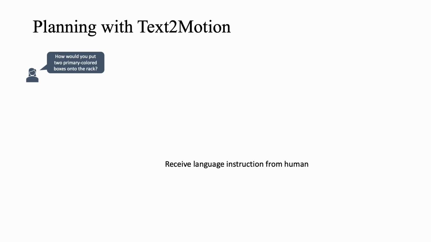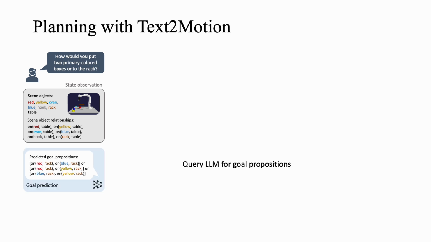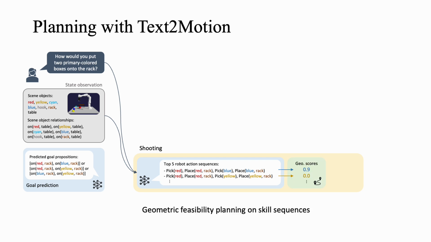We provide a walkthrough of Text2Motion's planning procedure. First, a human provides a language instruction to the robot. The scene is then converted to a textual description for the LLM. The LLM is queried to infer goal propositions from the instruction and the scene description. A proposed LLM-based shooting planner is optimistically invoked to generate k-candidate skill sequences. Geometric feasibility planning is performed to determine the feasibility of each candidate skill sequence.